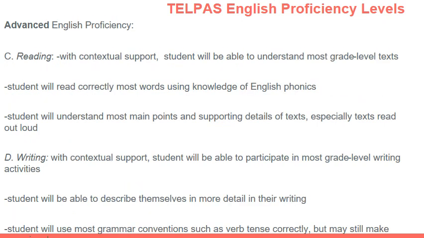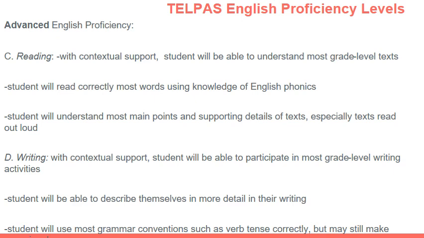English language learners with advanced English proficiency will still benefit from reading with contextual support. They'll be able to understand, however, most grade level texts, so they'll be reading on grade level for the most part. They'll also mostly be reading most words correctly, and they'll be able to read them phonetically using their knowledge of English phonics. Students will also be able to understand most main points and supporting details of texts, especially when the texts are read out loud to them.